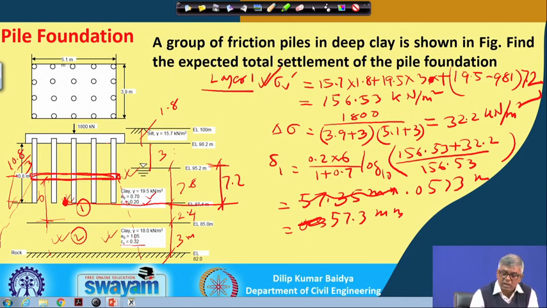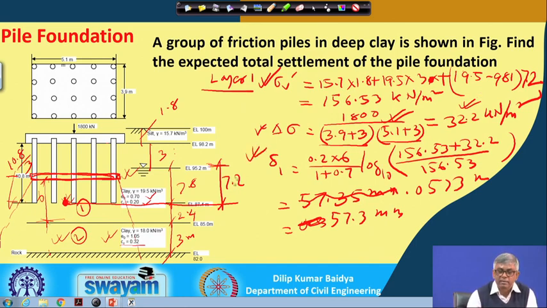And then I have to find out, after application of the load, what additional pressure is coming. That I will find out by dispersion, 2 vertical to 1 horizontal, at a depth of 3 meter from the raft. If you do that, then this is the formula to be used, that is enlarging the width at 3 meter depth, actually 3.9 plus 3 and 5.1 plus 3. Then if you do this, this will come to 32.2 kilonewton per meter square.